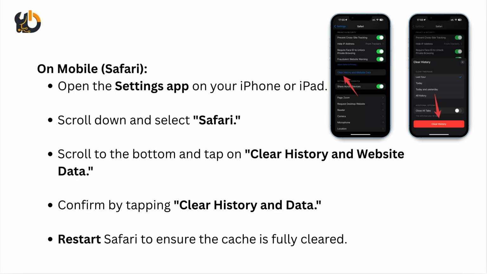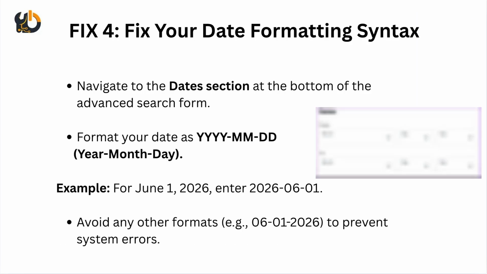On mobile like Safari, open the Settings app on your iPhone or iPad. Scroll down and select Safari. Scroll to the bottom and tap on clear history and website data. Confirm by tapping clear history and data, then restart Safari to ensure the cache is fully cleared.